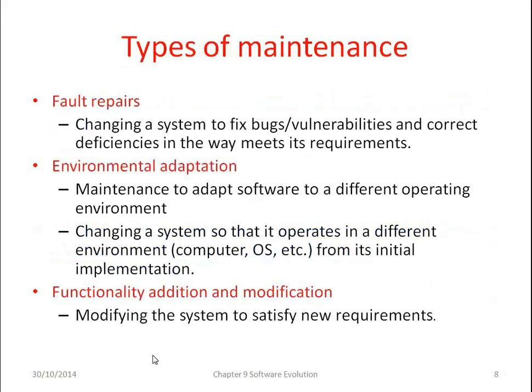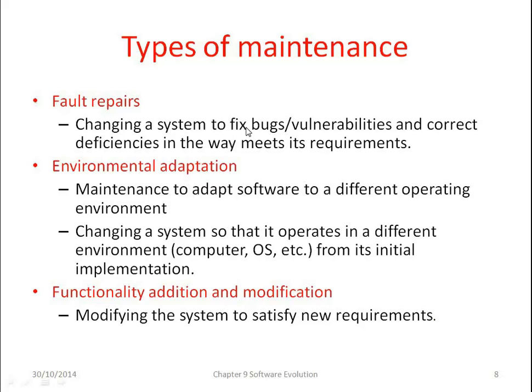And there are different types of maintenance. One is fault repair, another is environmental adaptation, and the third is functionality addition and modification. These are the three types of maintenance. Fault repair means changing a system to fix bugs, that is errors and vulnerabilities, and to correct deficiencies in the way it meets its requirements.